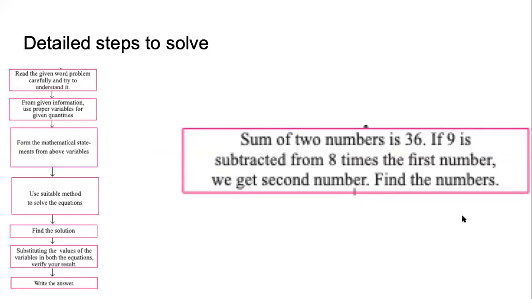And that is why this year it's not given in the textbook. We have already understood this. What are the steps? Quickly read the given problem carefully and try to understand it. Common sense. Second step, from given information, use proper variables for given quantities. That is what I said. Variables, quantities. So here we will define our X, our Y, or our L, our B, or our P and our Q. Whichever variable we want to choose, we can choose. Just remember, variables have to be lowercase letters, not uppercase.